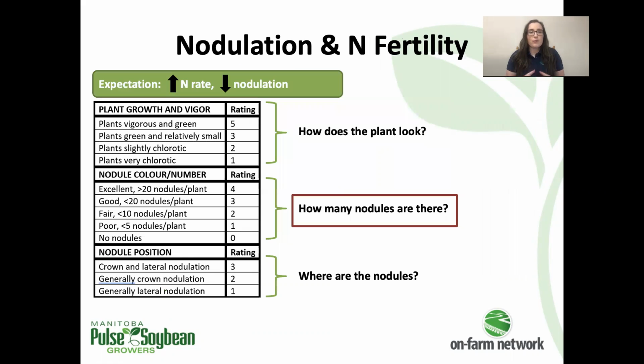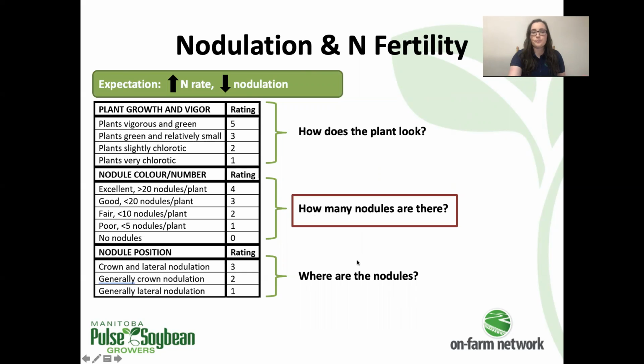So the first thing that we really examine in nitrogen fertility trials is our nodule assessment. We rate nodules in dry beans based on three things. How does the plant look? What's its growth and vigor like? How many nodules are there? And where are those nodules located? How are they distributed on the root mass? The focus for a nitrogen fertility trial is definitely how many nodules are present.